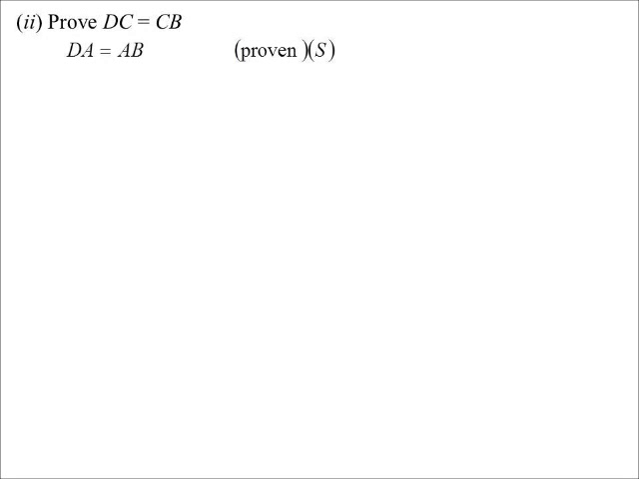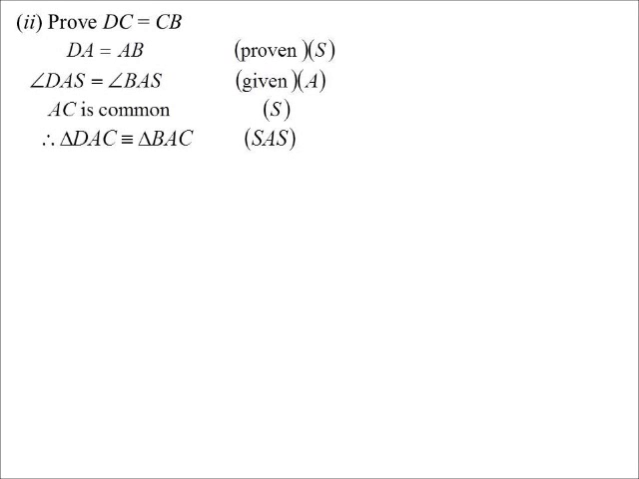So, we just proved that DA was equal to AB. I've got a side. Again, I'm going to use this angle, DAS and BAS, the fact that they're the same. But now I'm going to use the larger triangle. I'm going to say, well, AC is common in both. I've got my 3 pieces of information. This time I'm using side, angle, side. So yes, DC is equal to CB. Again, matching sides in congruent triangles.